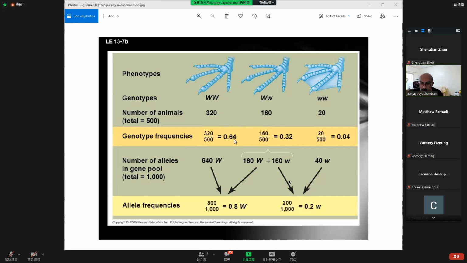So you have 64% contributed by the big W, that's 640 big Ws right there. Half the heteros, half of 32, so 160 big Ws. So add 160 plus 640, you get 800 big Ws out of 1,000 floating around in that population. And the rest are going to be little Ws. Okay, so this is generation 1.